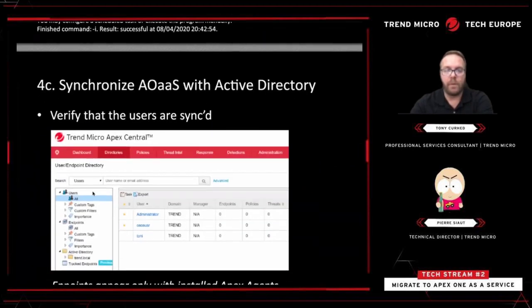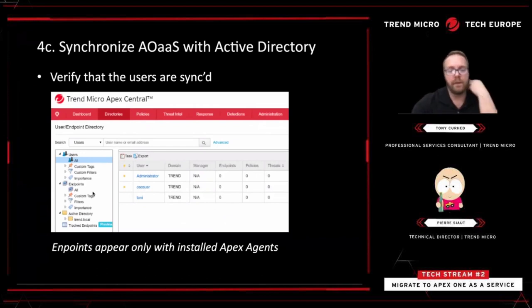Okay, what happens when you have done the synchronization? You will have an Apex Central directories view, and from there you should see which Active Directories are synchronized. In this case, we see the MyLab environment, trend.local, visible there, which we can then browse. And when you look for the users, it should list the available users from the Active Directory.